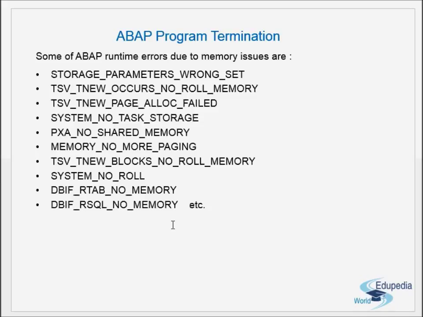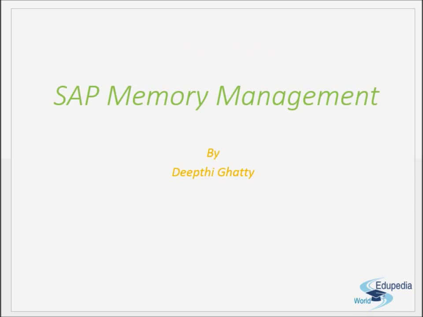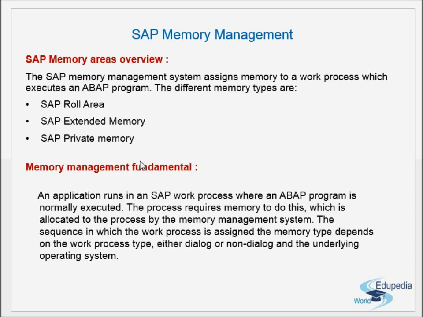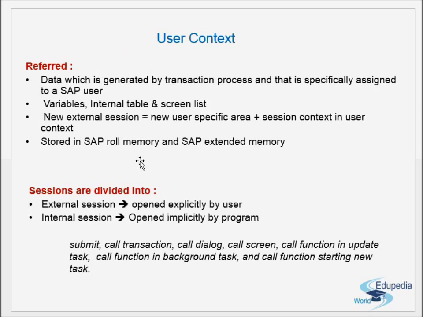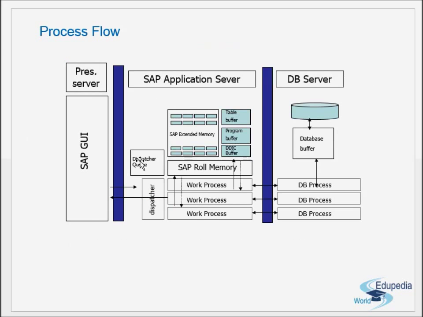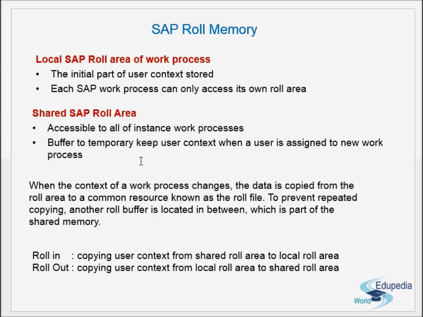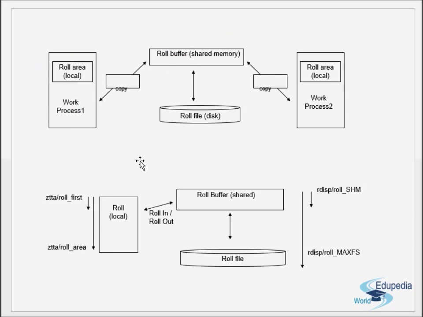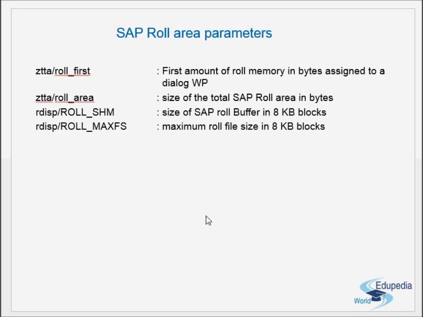So just to brush up what we have learned in this video, SAP Memory Management, we started with the different memory areas, the roll, extended and the private. Then we learned about the user context. Then we learned about the roll memory. We have 2 types, local roll area and the shared roll area. Here it's shown in this diagram how it happens and the parameters related to the roll area.